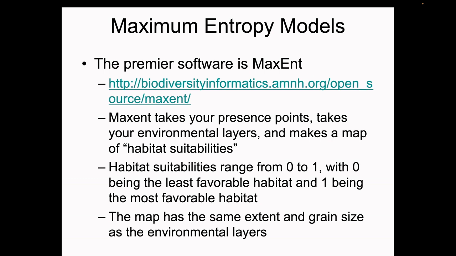You can view species distribution modeling results in the form of a map where, again, this forecast of the equation is made to all places on the landscape where you have environmental data. And this map, that's a forecast of suitable habitat across the landscape, has the same extent and grain size as the environmental layers that you supplied to the software.